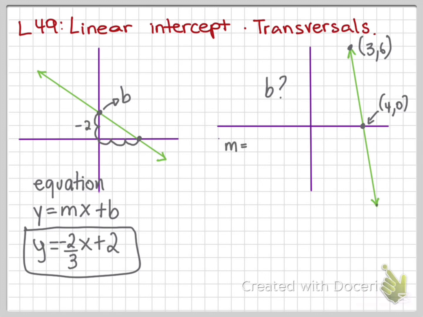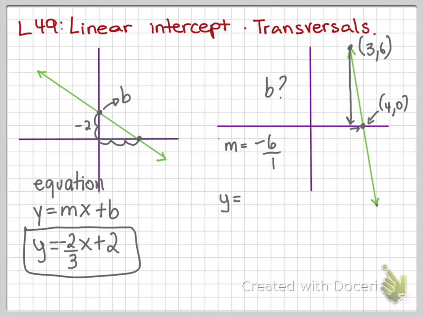Now again, we can do it with the formula, or we can just count how many units does it go down and how many to the right. In this case is -6/1. And the slope is -6. Now how do we find b? Well, we're going to have to do it algebraically.